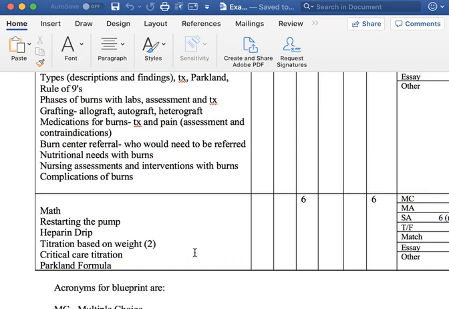Yeah, there's a heparin drip question, and then there's also one that's restarting. Yeah, that's in the math. So it's restarting the pump. Like if you were to stop the pump and need to reinfuse it in an hour, how long would you set the pump for? Those types of questions.